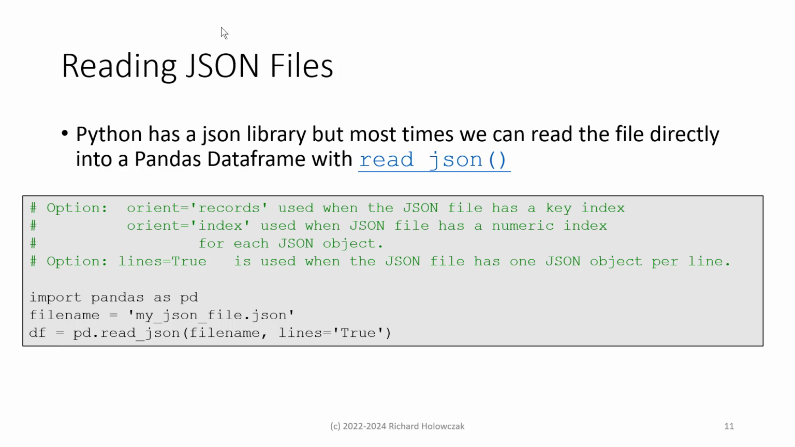The other important option is lines. If lines is set to true, then the JSON file has basically one JSON object per line in the file. If this is set to false, it assumes that it's following the full JSON structure that begins with a curly brace and ends with a curly brace. To read a JSON file is pretty straightforward. Again, we're going to import our pandas library, set our file name. We can simply call read JSON with the file name and specify whether lines are true or false and what the orientation might be. And then again, that's going to be parsed and set to a data frame.